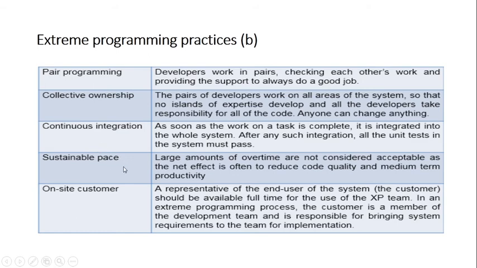Sustainable pace means you don't allow people to work for long hours. They must work for an optimum number of hours so that it does not impact their health. Large amounts of overtime are not considered acceptable, as the net effect is often to reduce code quality and medium-term productivity. What happens if you are working long hours and the deadline is approaching? You go for shortcuts, right? So ultimately quality is going to degrade, productivity will decrease, efficiency will come down.